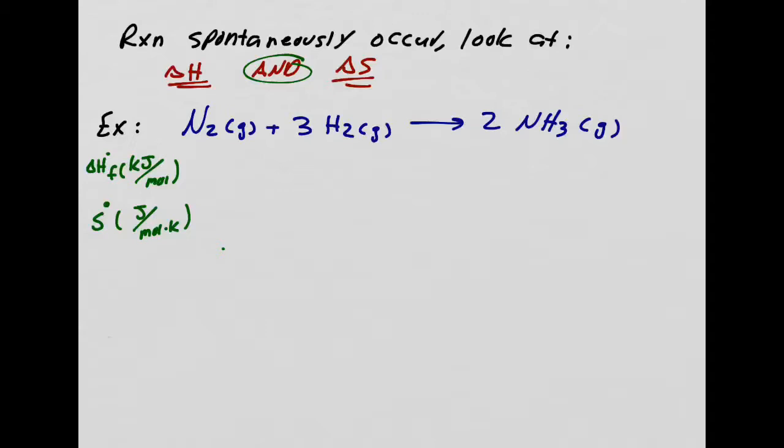The delta H of formation for N2 is, I haven't looked it up, you should be able to notice, 0 because delta H of formation is how you make it from its pure element. N2 is how it exists in nature. So the delta H is 0. H2 is 0. That's how the pure form exists. Ammonia, I had to look it up, is negative 46.11. The entropy values are 191.61, 130.68, and 192.45.